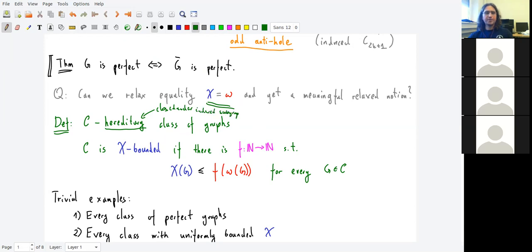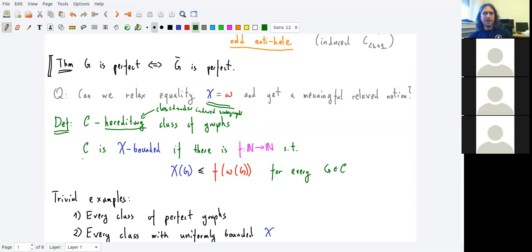Yeah, and the definition makes sense even if you don't assume this, but it makes sense to focus on hereditary graph classes, for the same reasons as we close the definition of perfectness under induced subgraphs. So let's assume this in the definition.